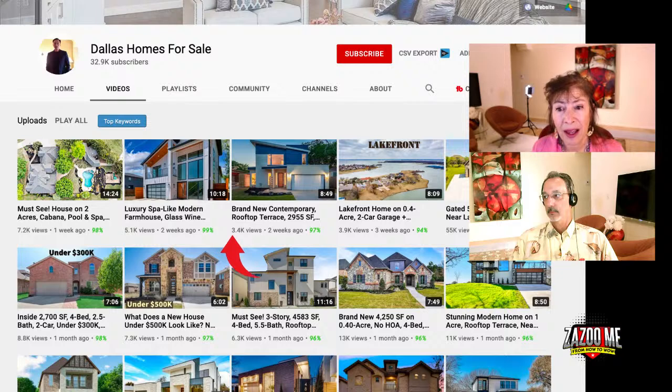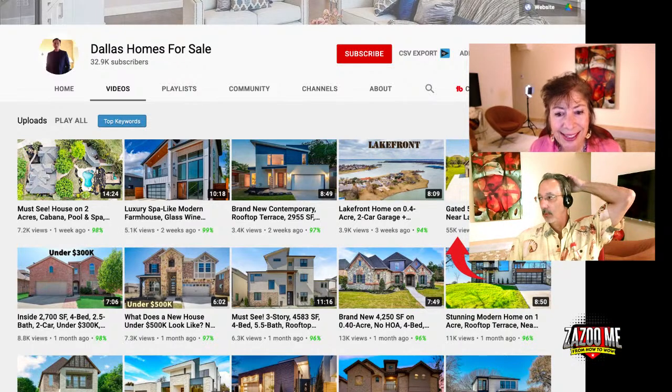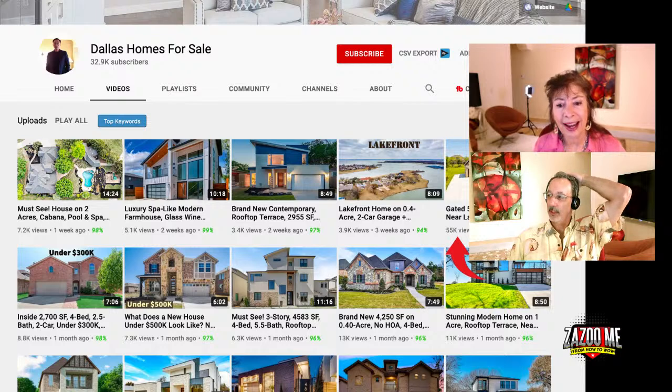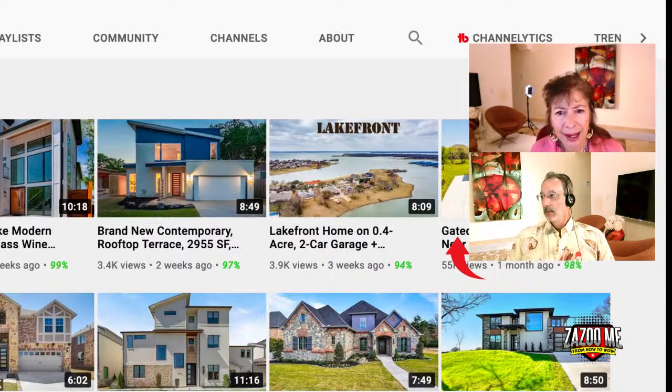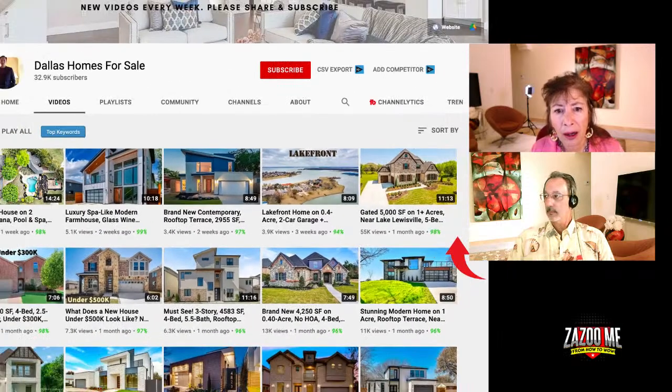5,000 clicks in a week. 3,400 clicks in a week. 3,900. Oh my gosh. 55,000. And that one says gated 5,000 square foot on 1 acre. What's the description on that? I don't think I can zoom in on that one. It doesn't let me move us over. Okay, so it says gated 5,000 square foot on 1 acre near Lake Louisville. And that got 55,000 views.